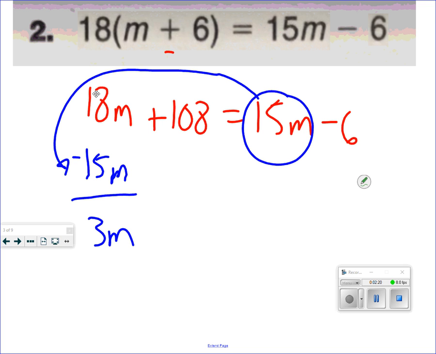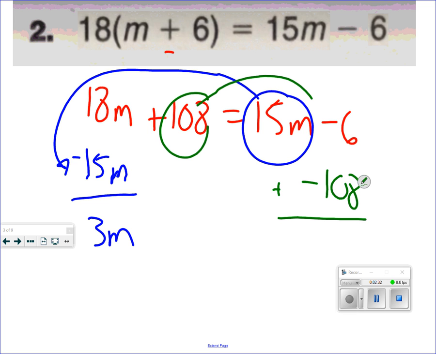I'm going to bring this 108 over to the 6. It's going to be minus 108 because it's going to be negative now. So I have negative 6 plus a negative 108, so I'm left with a negative 114. So if I'm taking a look at this problem here, I have negative 114 is equal to 3m.